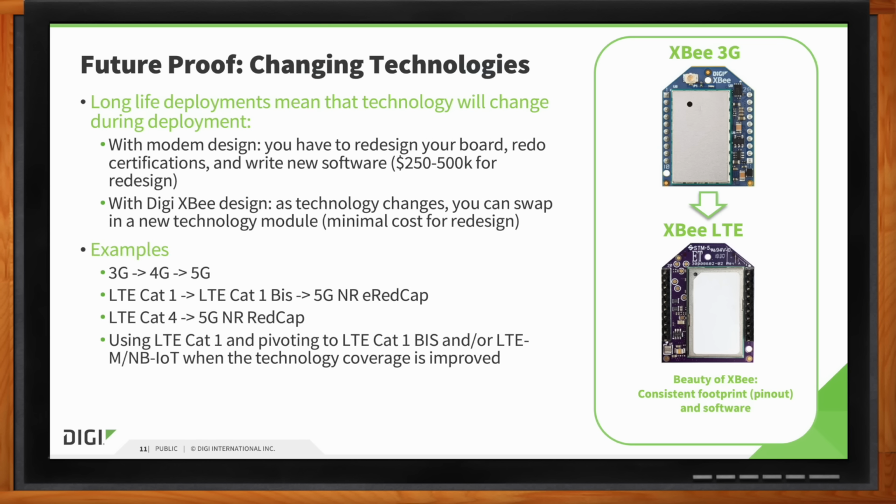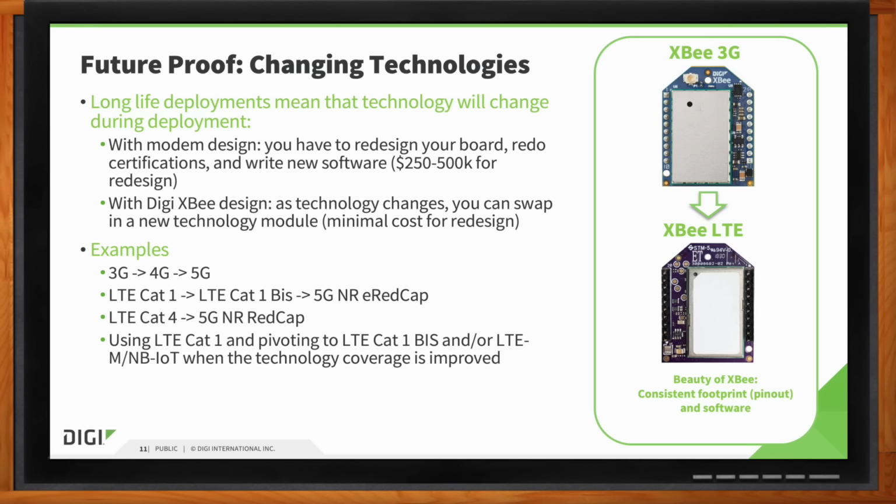deploying a device. So now when those cellular modem providers are coming out with those new modules, if you were to use a discrete design or some other provider there for cellular, you would have to redesign your software. You'd have to redesign your hardware. But as Digi's looking at that LTE Cat 1 Biz module, you'll be able to very quickly and easily transition your design from an LTE Cat 1 to an LTE Cat 1 Biz.